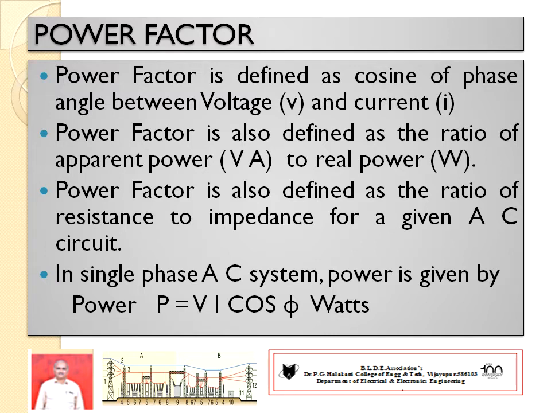Then how can we define it? The power factor is defined as the cosine of phase angle between voltage and current, and it is also defined as the ratio of true power to apparent power. From the impedance triangle, it is the ratio of resistance to impedance of a given AC circuit. Try to remember.